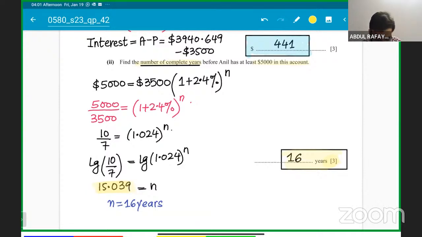Following that, any question? Yep, Shanawaz, go on. Sir, I applied a different formula, but I still got the same answer. No problem, no problem.